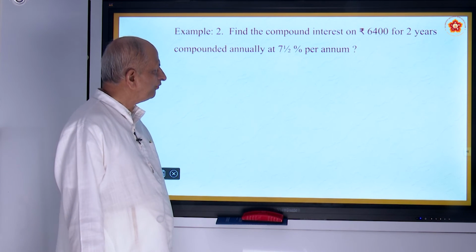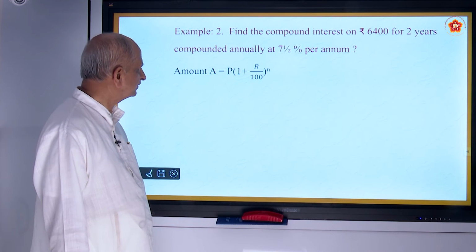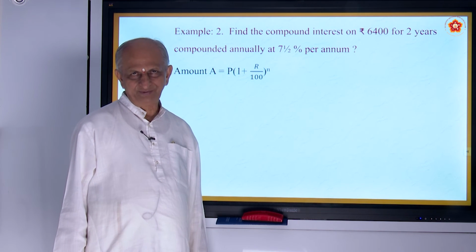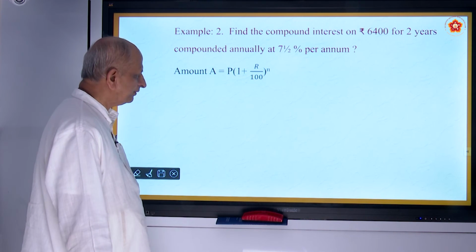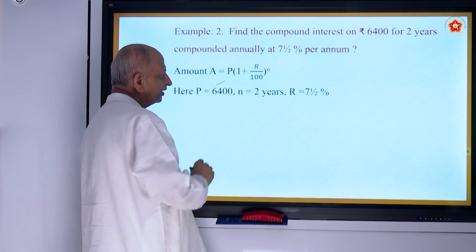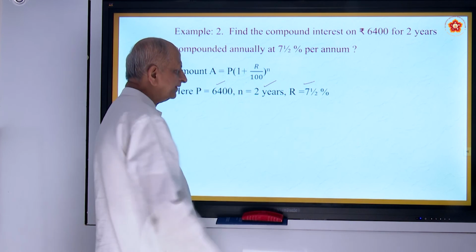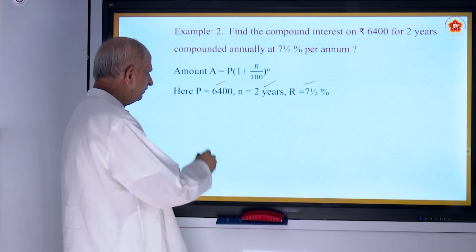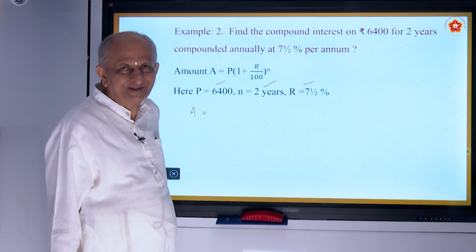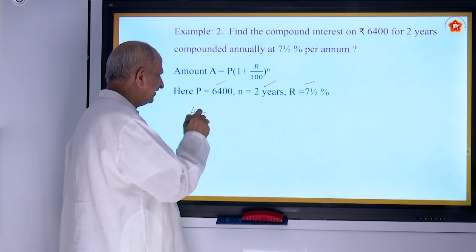Example 2. Find the compound interest for rupees 6,400 for 2 years, compounded annually at 7.5%. Here what is given? You are given principal 6,400, time 2 years, rate 7.5%. So shall we apply it? Come on, you also try. Let me see who will do first, either you or us. You will do first? Okay, very nice.